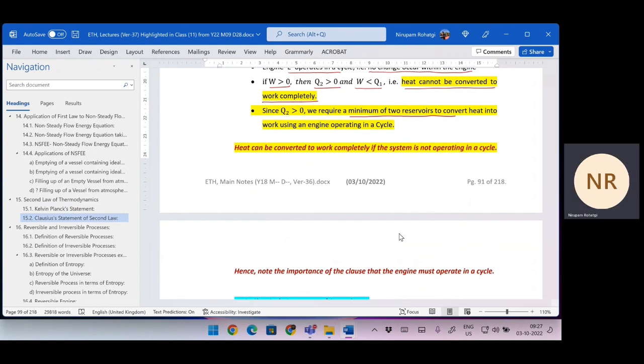Now, note that if you are not operating in a cycle, then heat can be converted to work completely. Okay, that is possible. So those things are left out. The system should be moving in a cycle.